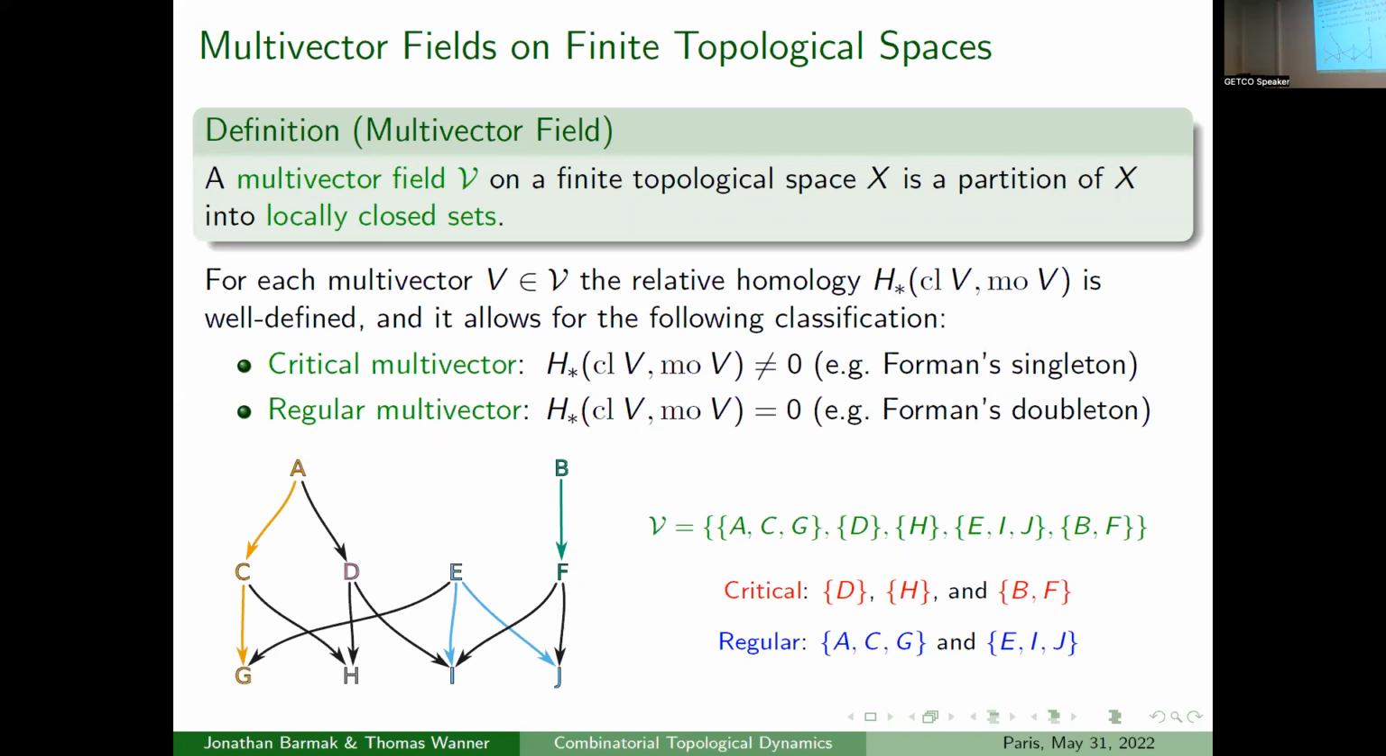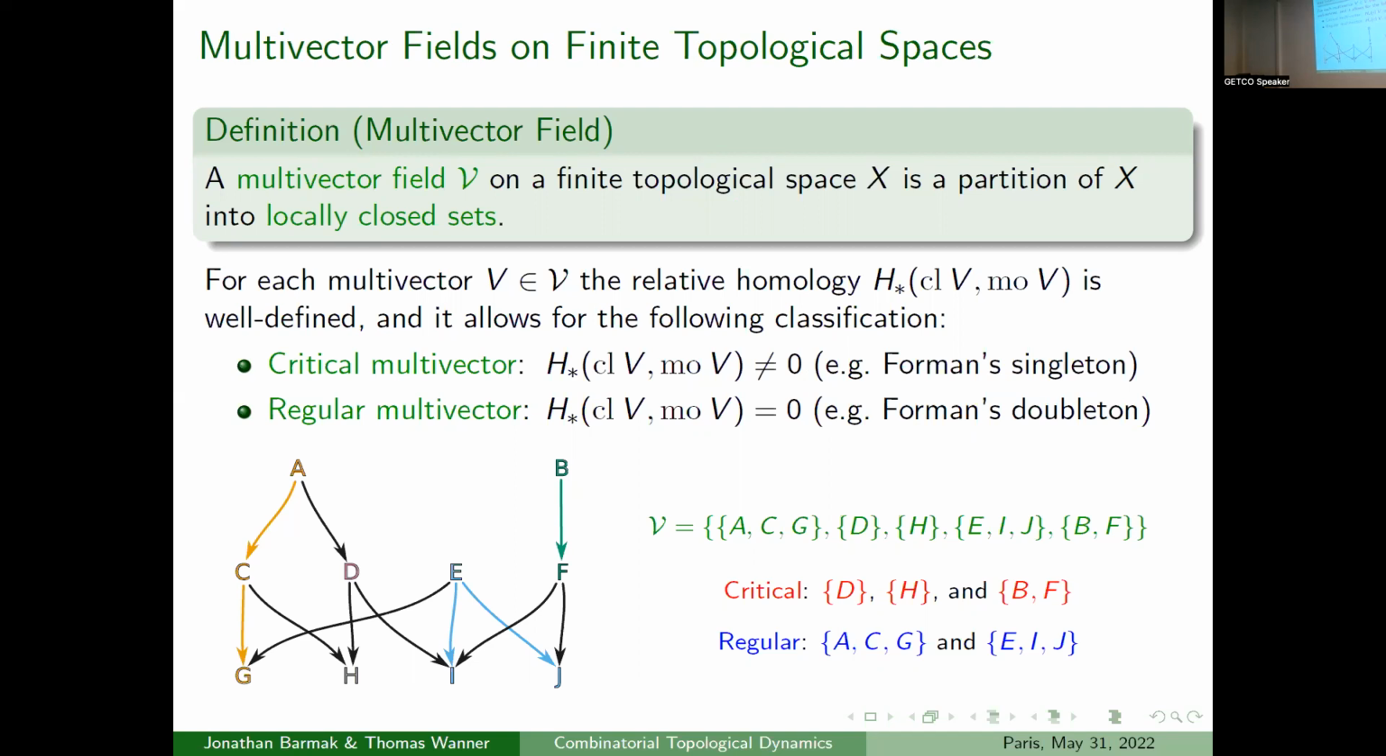But remember, every multivector is locally closed. So the mouth is closed, the closure is obviously closed. So I can talk about the relative homology. And I can call a multivector critical if that relative homology is non-zero, and it's regular if the relative homology is equal to zero. That exactly generalizes Forman singleton and doubleton. You can easily see that Forman singleton in this particular setting is always critical, and the doubleton is always a regular multivector. So inherently, through the shape of these locally closed sets, these multivectors, we basically get the critical ones.